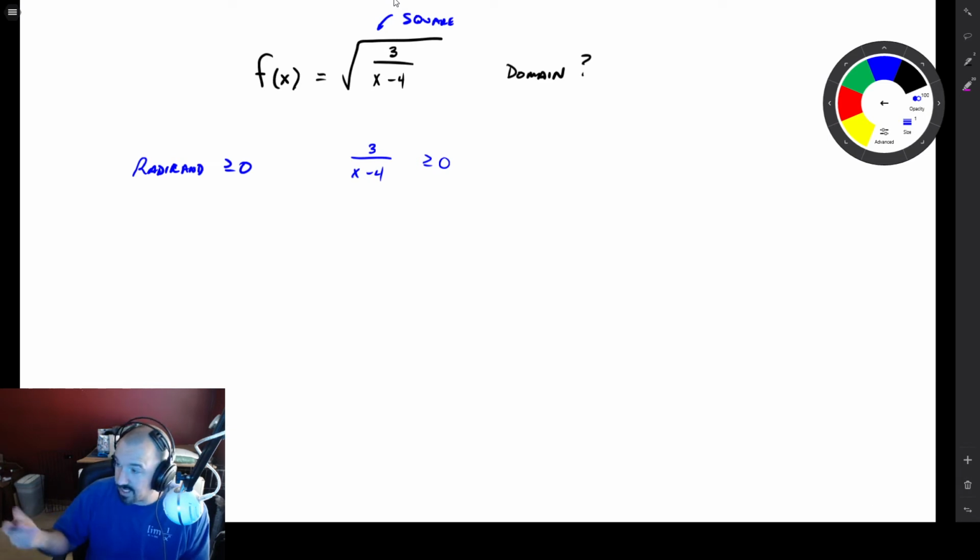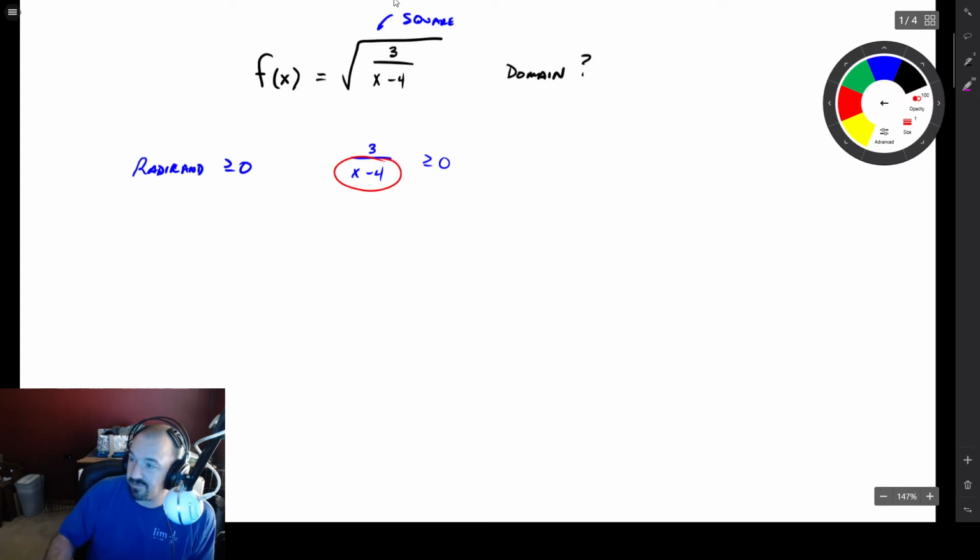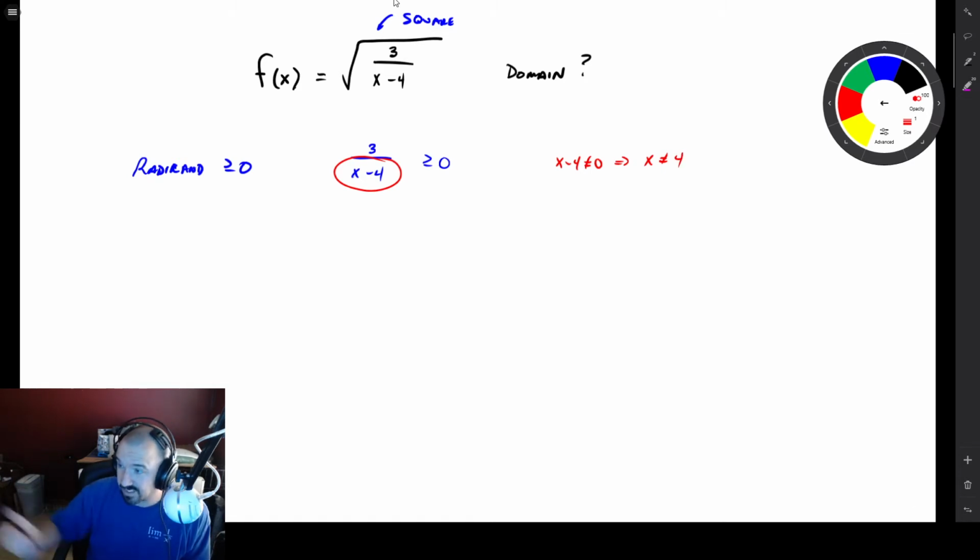Well, the issue here is that doesn't really help you, because it comes to a true, or in this case a false statement. No, it's true, but that implies that all real numbers work. Well, that's not reasonable, mostly because we have a problem right here. Because it's a fraction, we can't have 0 in the denominator, so x minus 4 cannot equal 0, which means that x cannot equal 4. So then what's the answer if all real numbers work except this?